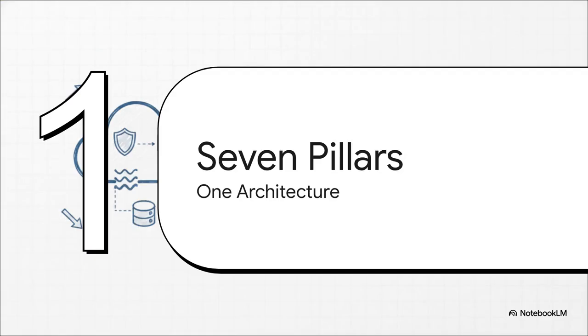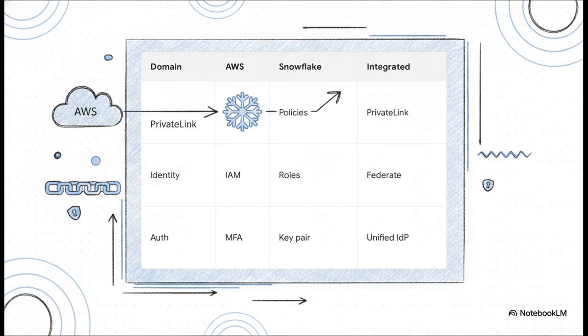Moving right along to part 3, 7 pillars, one architecture. Let's see how this actually works in practice. Let's talk about security and identity. This framework maps out a true defense-in-depth strategy. Instead of treating your network security like isolated silos, the lens tells you to use AWS Private Link between your Amazon VPC and Snowflake, and then actively layer your Snowflake network policies right on top of your EC2 security groups. It's brilliantly coordinating your access controls across both the AWS infrastructure plane and the Snowflake data plane.